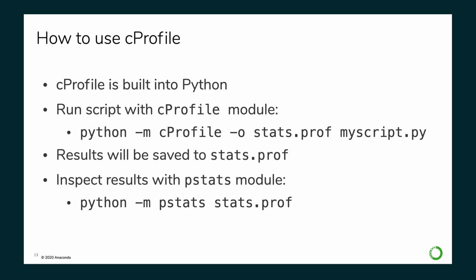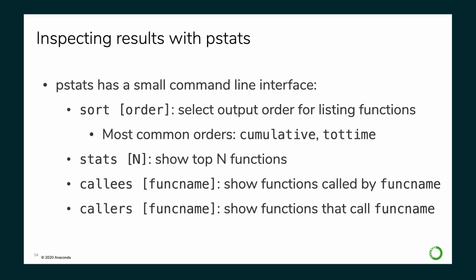So in this case, python -m pstats, and it will give you a little mini command line interface, almost like a debugger, to be able to explore the results that were recorded from the profiling pass. So when you're running pstats, there are a number of commands. The most common ones you're going to use are really the first two.